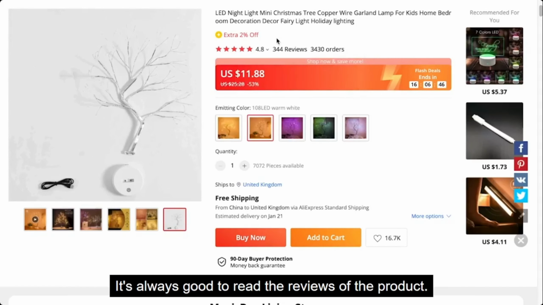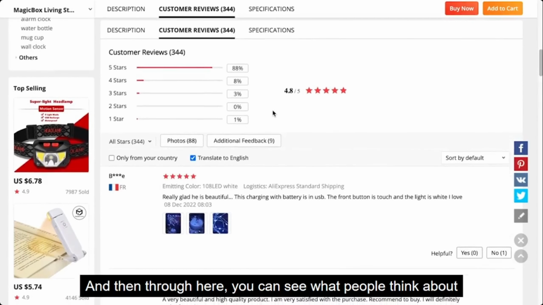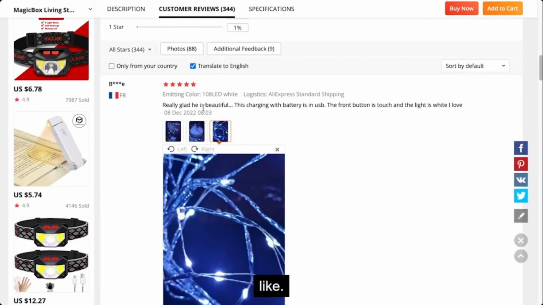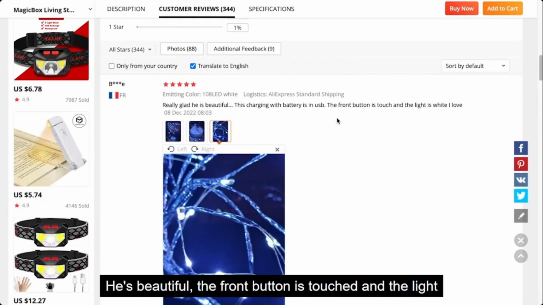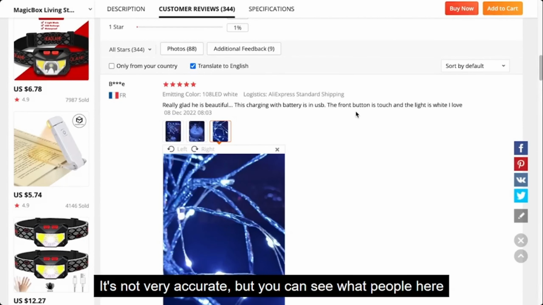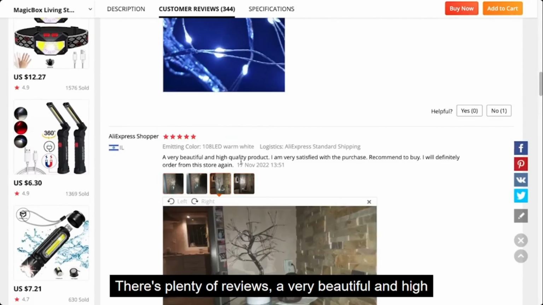On AliExpress, it's always good to read the reviews of the product. So go here and click the reviews, and then through here, you can see what people think about it. You can see images of the product and see what it looks like. "He's beautiful. The front button is touch, and the light is white. I love." This is AliExpress's translation mechanism. It's not very accurate, but you can see what people here think about the product. There's plenty of reviews. "A very beautiful and high quality product."